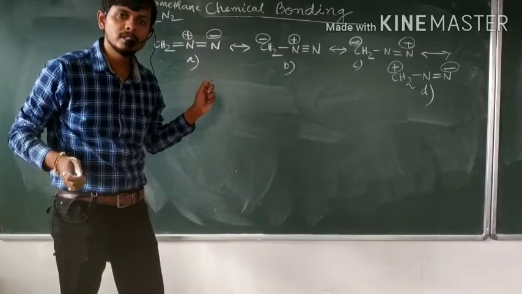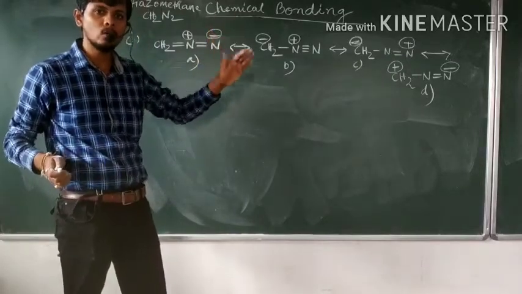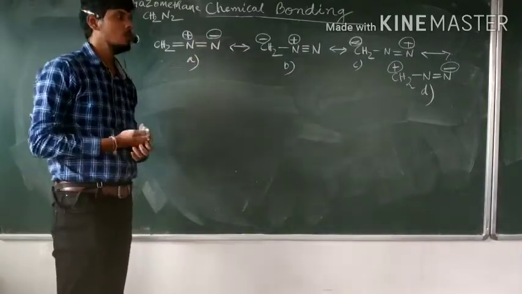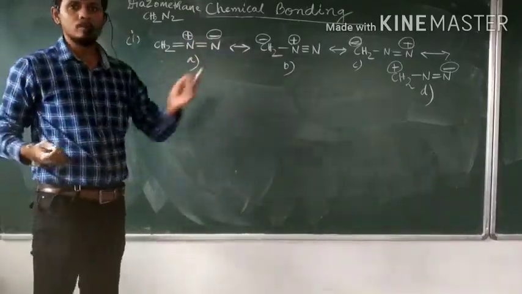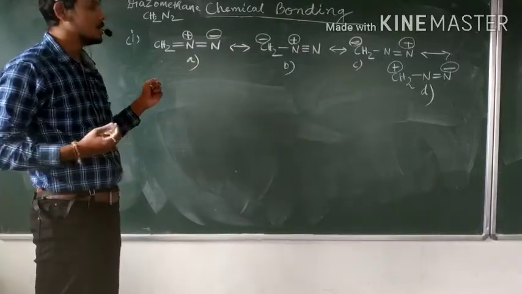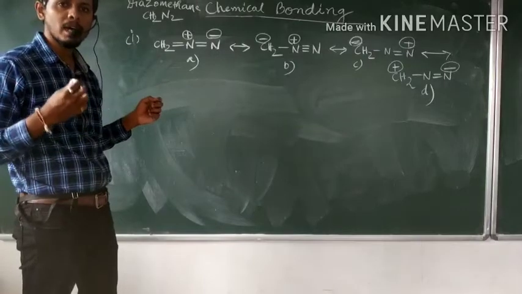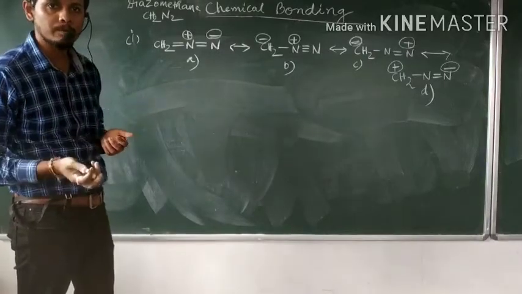Arrange them in order of stability, from highest stability to lowest stability. Now, how to do this? First, let us check the number of pi bonds. The one with more pi bonds will be more stable.